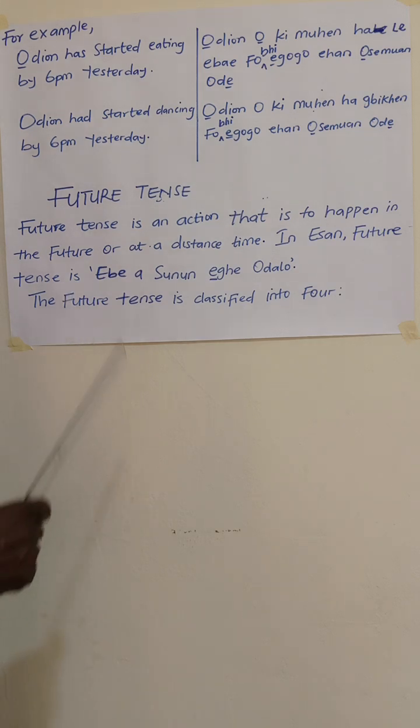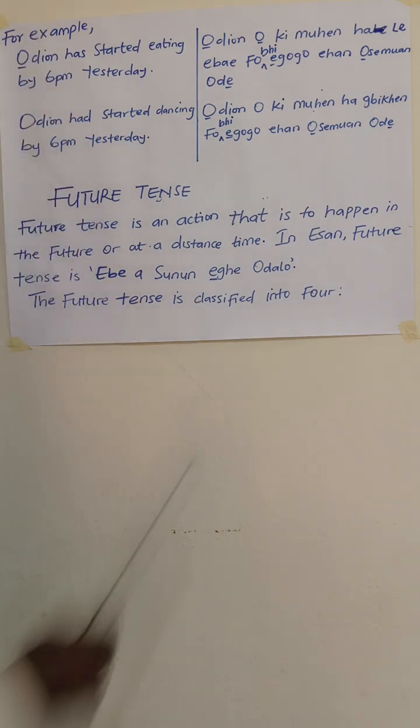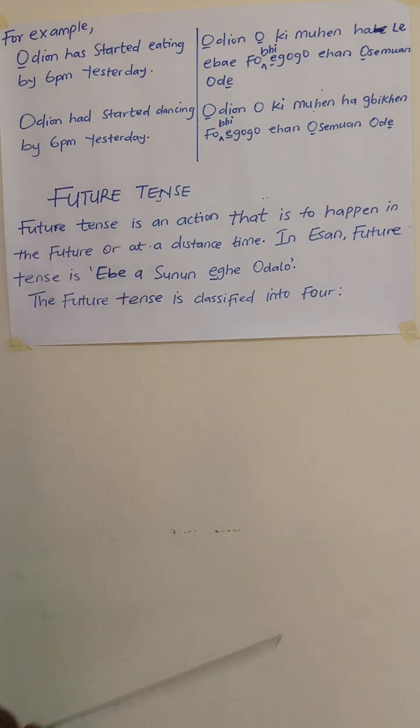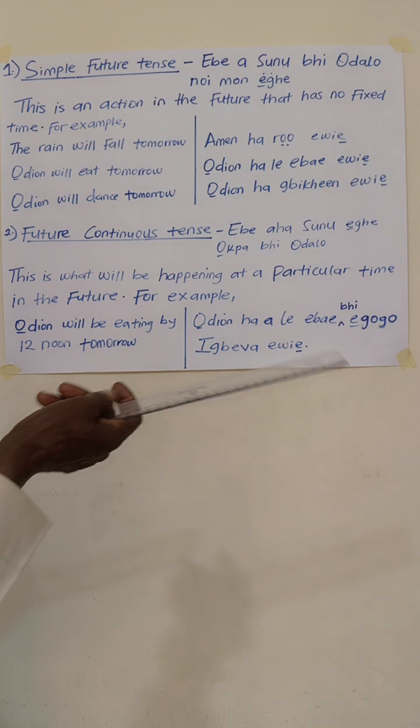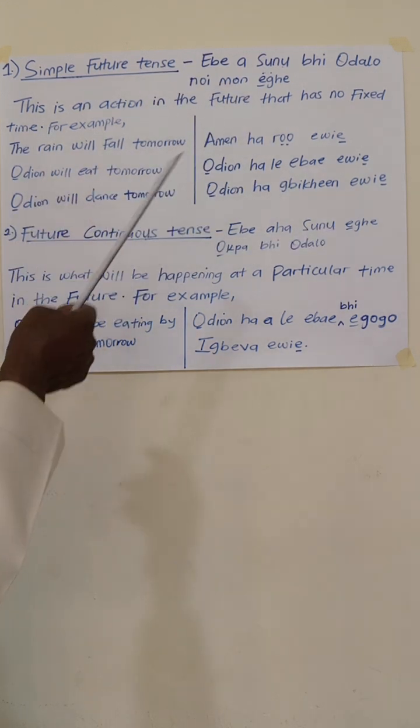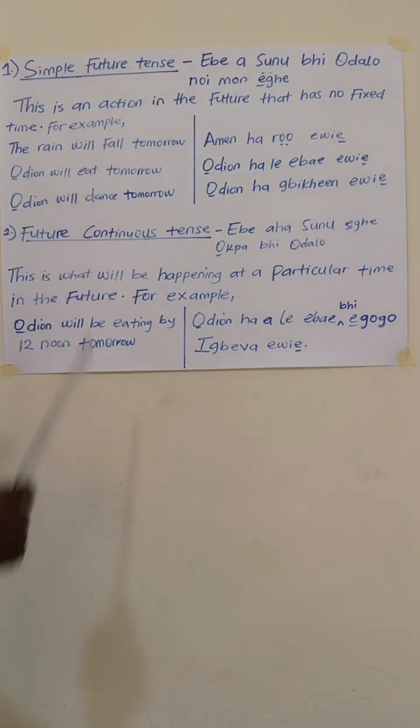The future tense is classified into four again. Simple future tense, we shall look at it now. We have simple future tense. This is an action in the future that has no fixed time. The rain will fall tomorrow.